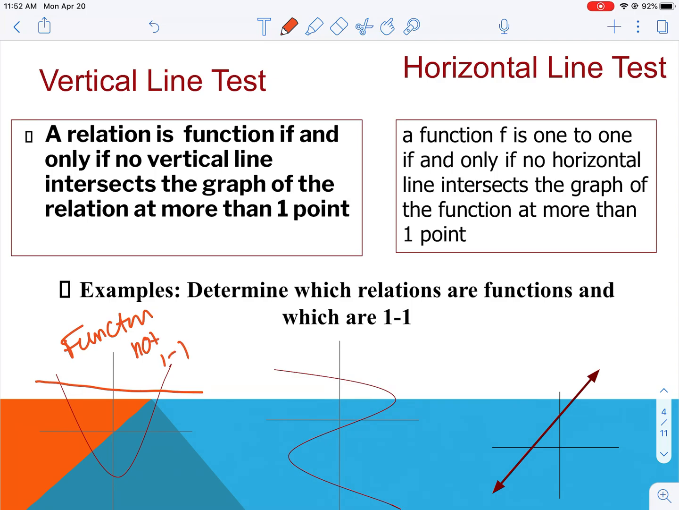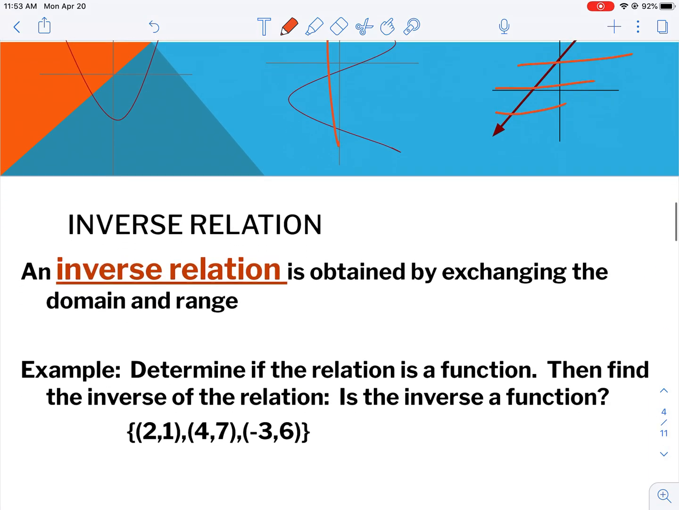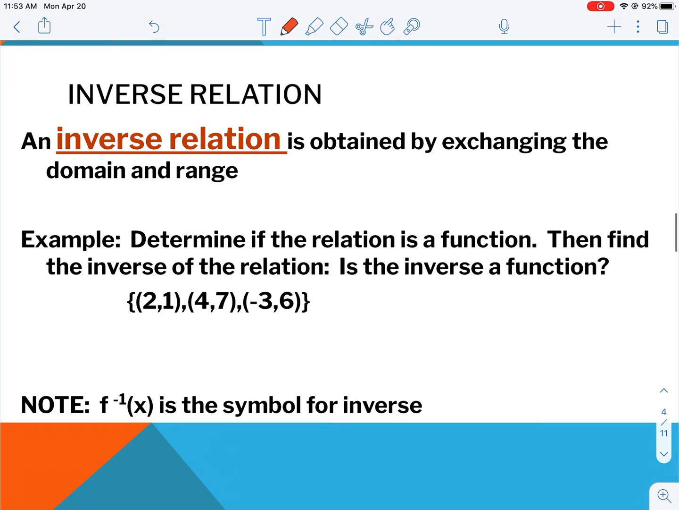So all this is a function. It's not one-to-one. Again, this one here is not even a function because it touches too many times. So this is not a function, and we can't even check for one-to-one. Down here, the line is passing the vertical line test, and it also passes the horizontal line test. So this one is a function, and it is one-to-one. So that's just a little review of stuff we did before spring break.